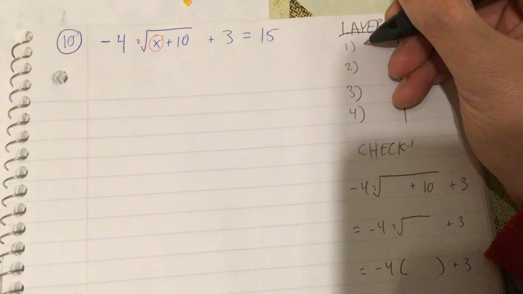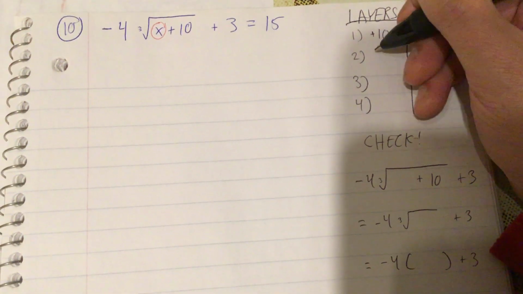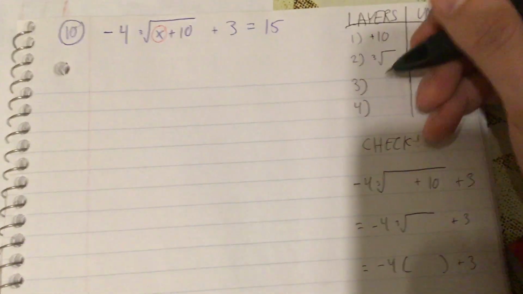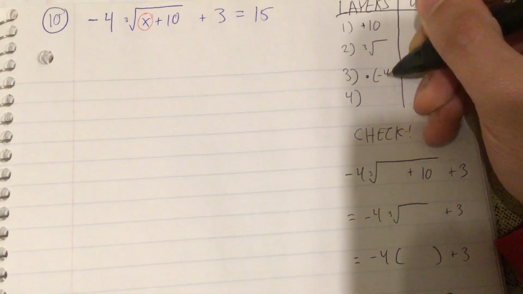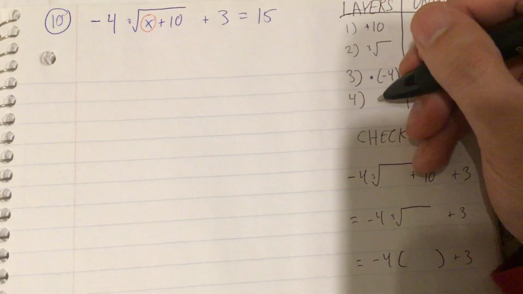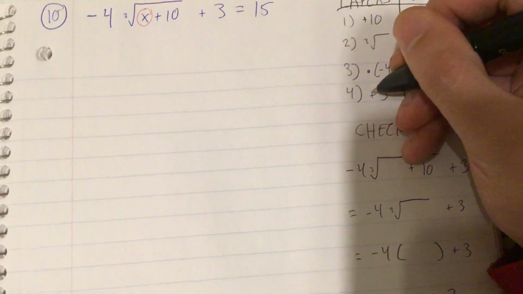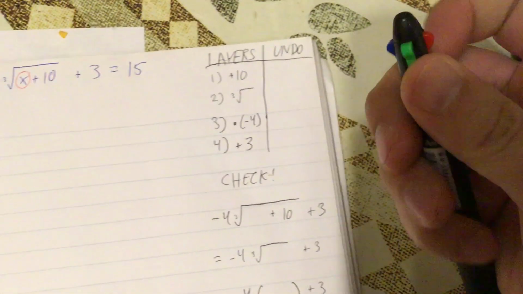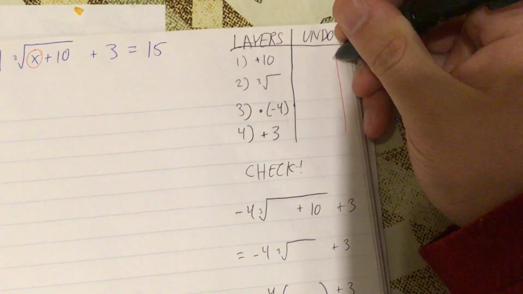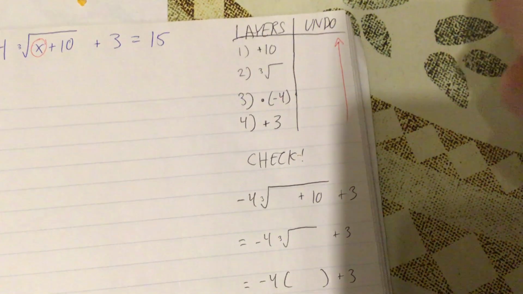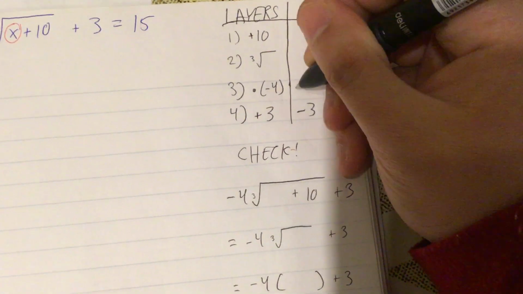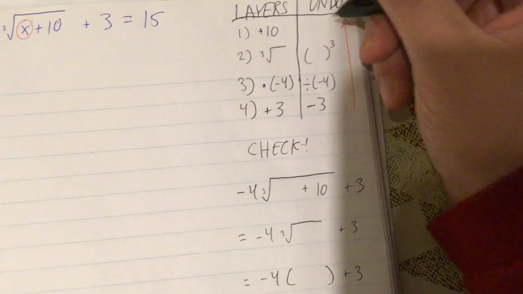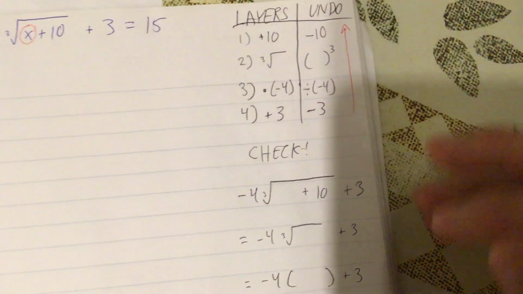All right. First things first. Plus 10. Then it gets cube rooted. Then it gets multiplied by negative 4. Then it gets added by 3. Okay. So let's undo those layers by going backwards. Minus 3. Divide by negative 4. Cube. Minus 10. Let's go.